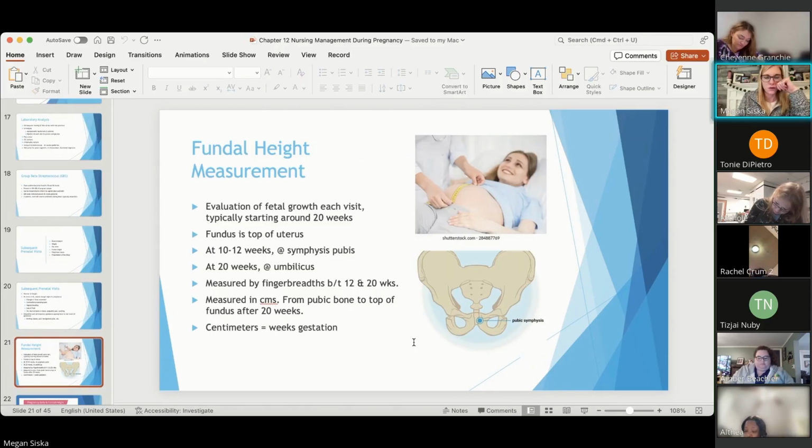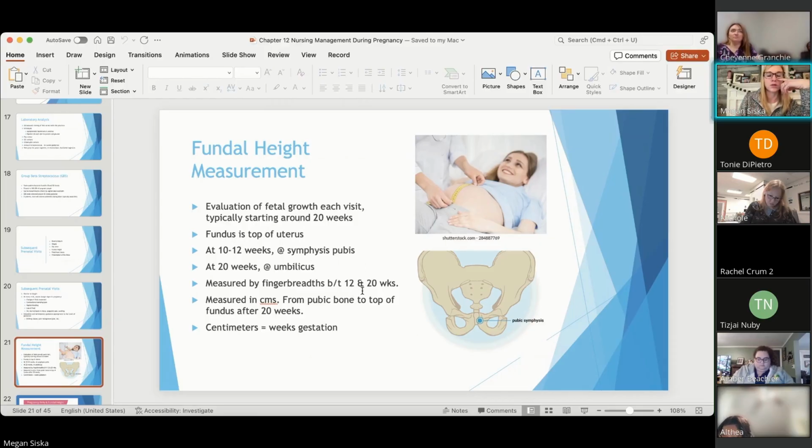And then fundal height. So like I said, usually we start doing that fundal height measurement around 20 weeks, and then every visit we'll measure it just to make sure baby's growing appropriately, that fundus is moving up like we would expect. So just generally, we talked about how around 12 weeks the uterus comes out of the pelvis. So it's at that pubic bone around 10 to 12 weeks. And then around 20 weeks, it's at the belly button typically, or 20 centimeters if we're doing a measurement.